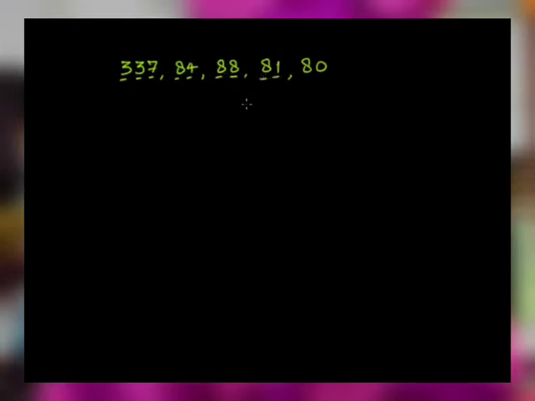Same for the rest: 1's place and 10's place. So apart from 337, all the numbers have only 2 digits. Therefore, 337 is the largest number. Now we'll have to find out which one is the smallest number.